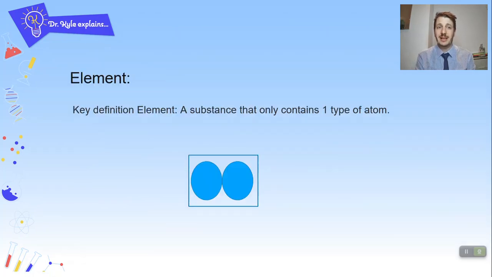Okay, so looking at elements then. A key definition for an element is that it's a substance that only contains one type of atom. And so I've represented it in a diagram at the bottom here with two blue circles. They are exactly the same, and so therefore it is an element because they are the same atom together.